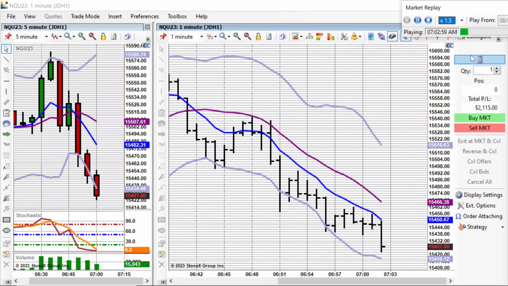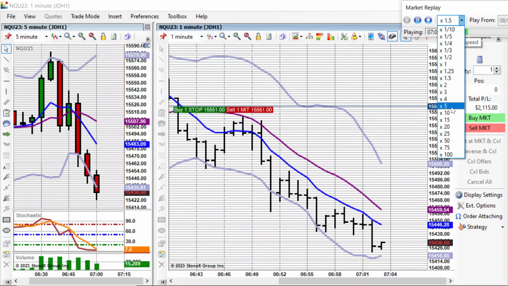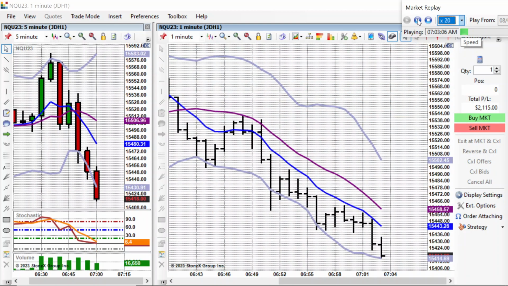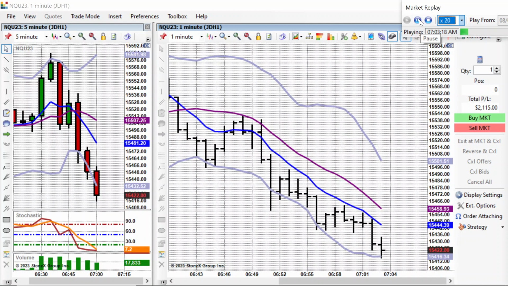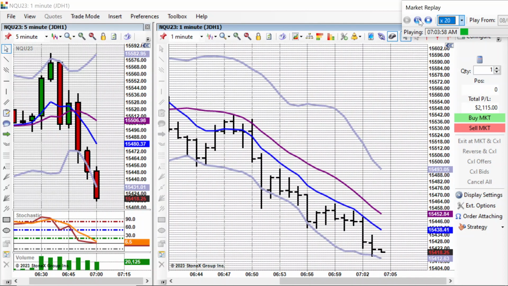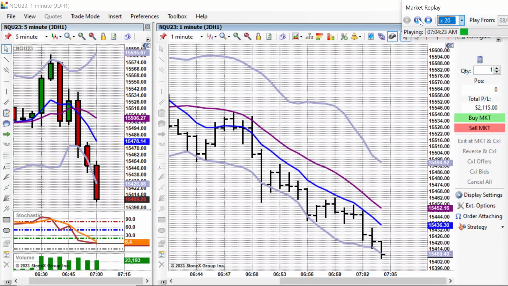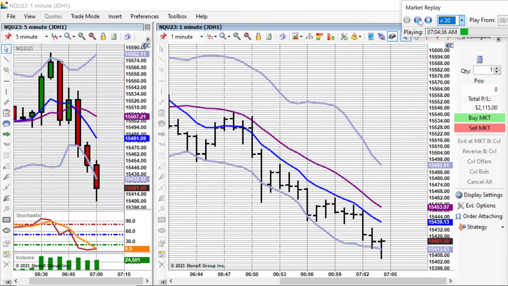Okay, let's speed it up a little bit, because I'm looking for the reversal bar again. So I'll speed it up. I think I can save a little time by. See, I missed that trade. I could have probably done a second trade right there.